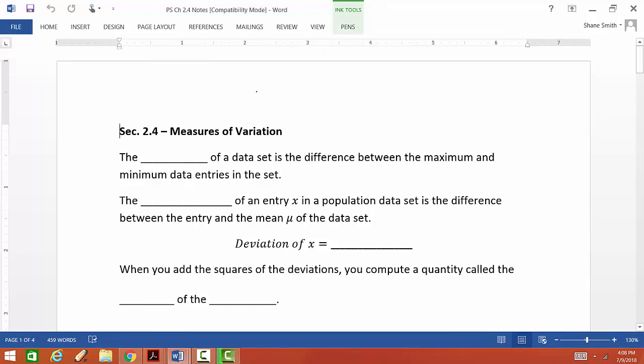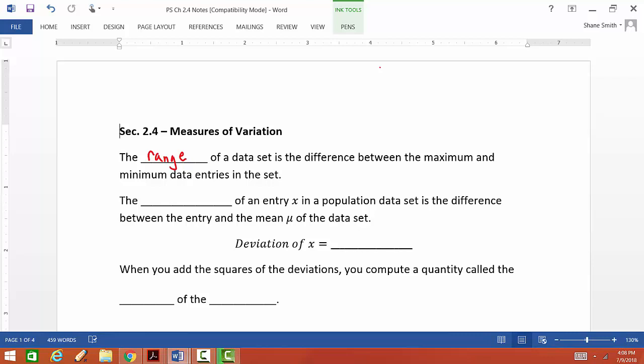Alright, so starting with section 2.4, measures of variation. The most basic measure of variation is range. So far we've talked about where the center of the data set is, or what's a typical entry for a data set. But now we're going to talk about how spread out a data set is.